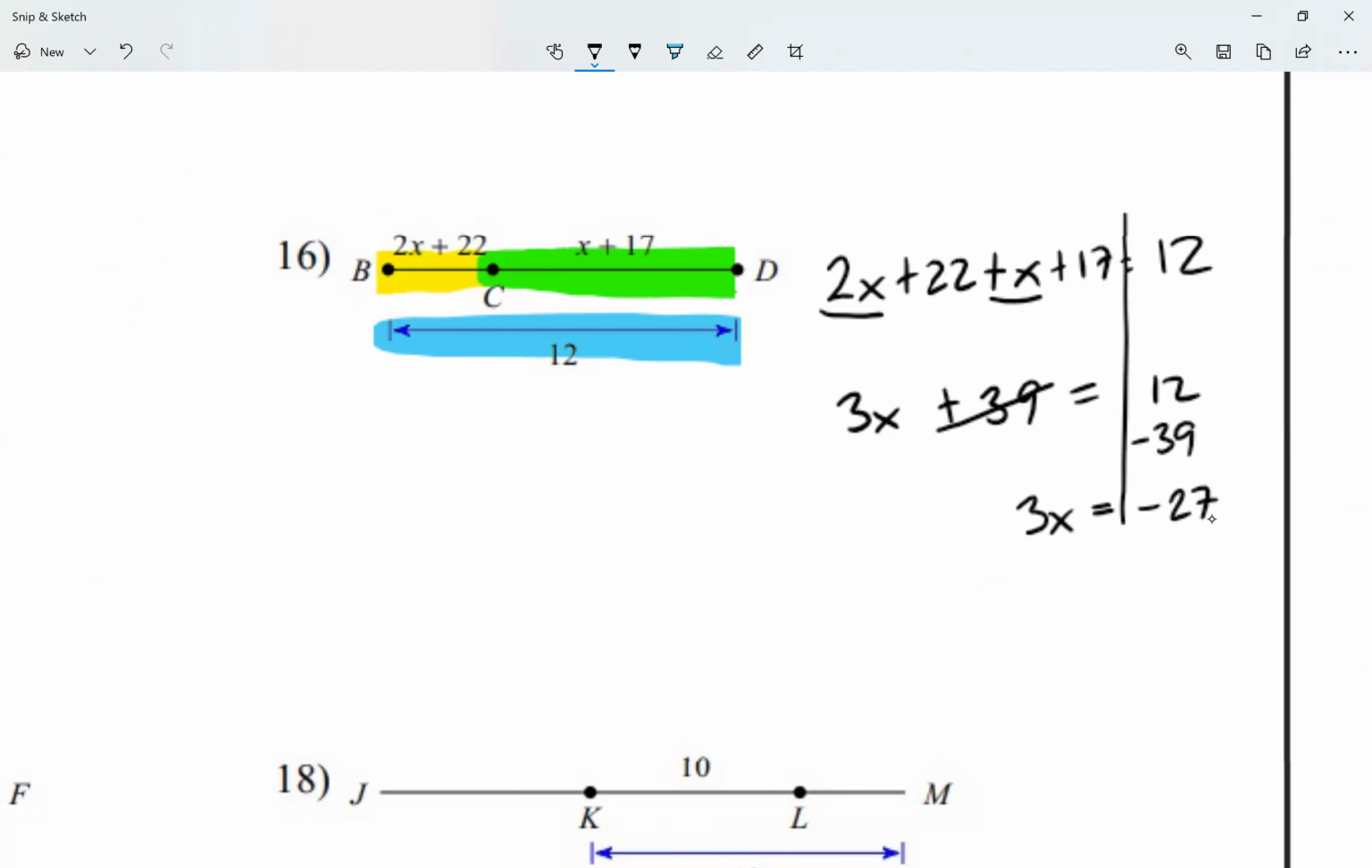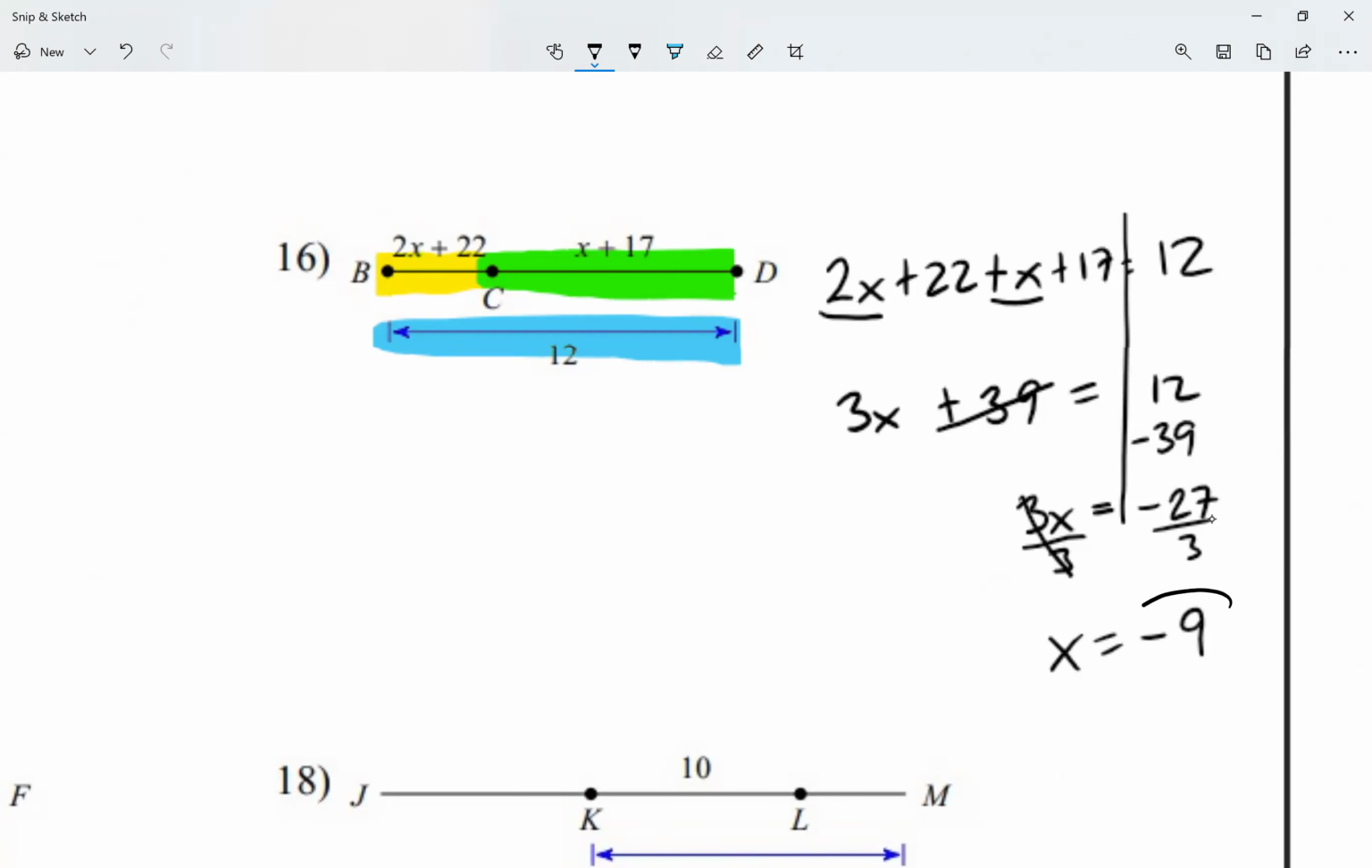You don't have the x by itself. There's a 3 in front of it. So let me divide by 3. 3 divided by 3 is 1. So basically, I'm getting a 1 in front of x. So 1x is equal to, I know negative divided by positive is negative. 27 divided by 3 is 9. So my answer in this case is going to be negative 9.